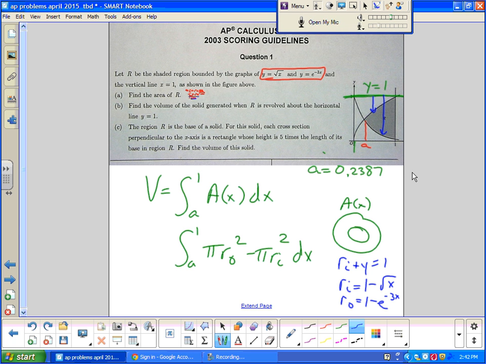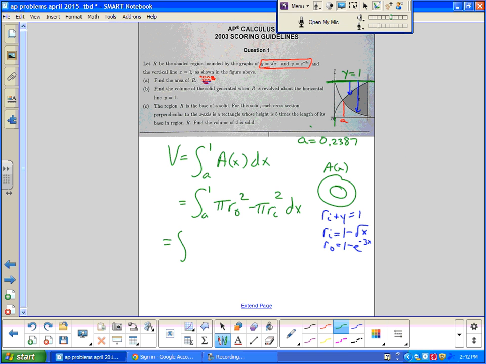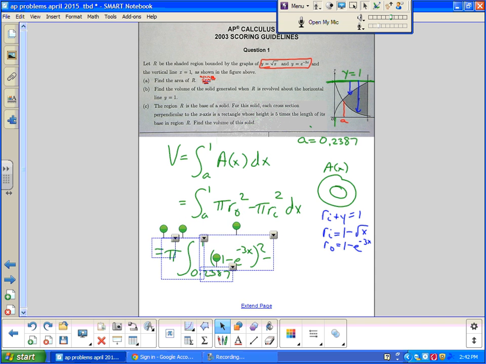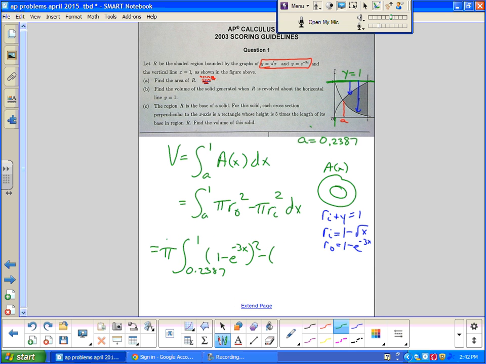All right, the next thing I would write here then, after I had that circle, is just plug it in. Put the pi on the outside. I would do that. And I'd go, this is the last line I expect to write, so I'd probably go 0.2387 to make sure I enter my calculator correctly. 1 minus e to the negative 3x quantity squared minus 1 minus square root of x quantity squared dx.